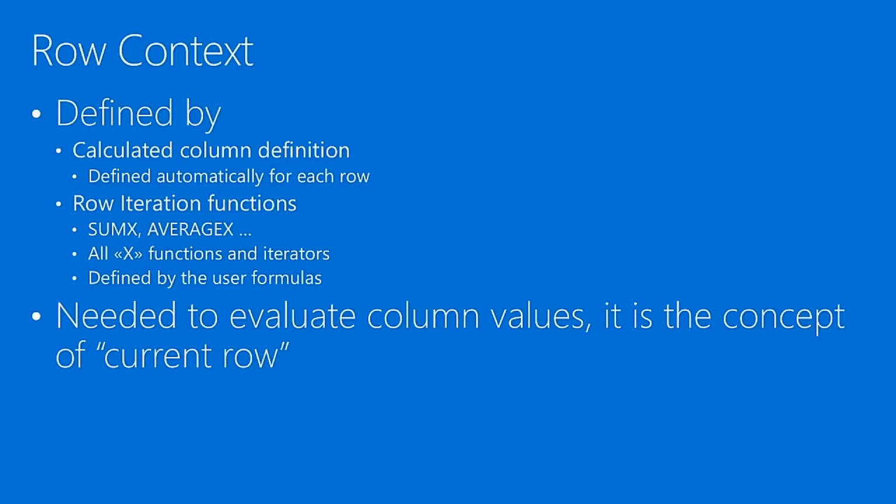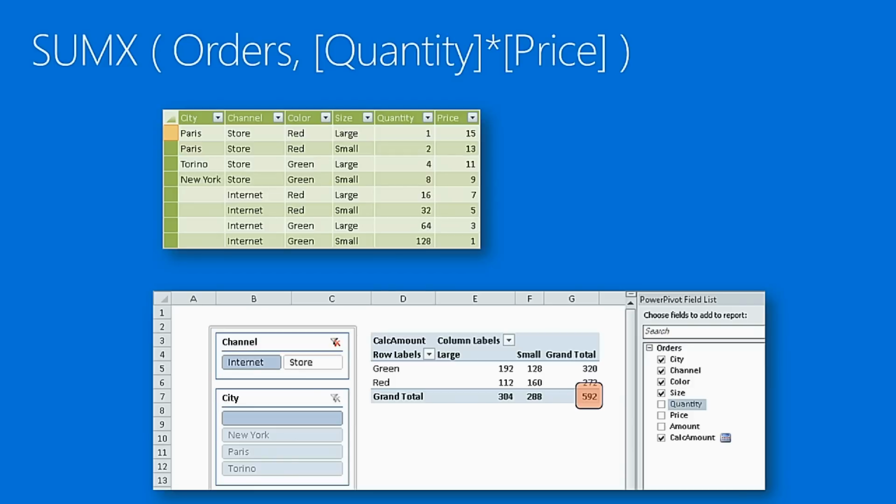And it's needed to evaluate column values. It's the very simple concept of current row. Make sense? It's everything utterly simple. Yes. I didn't hear yes. Yes, it is. The complexity is not coming right now, so let's give it time.